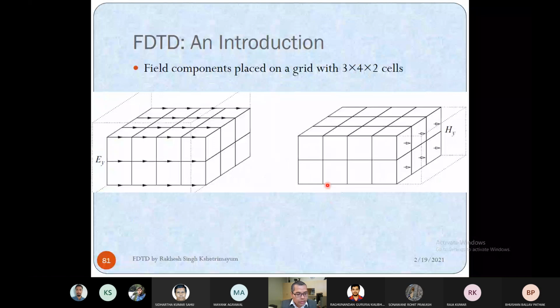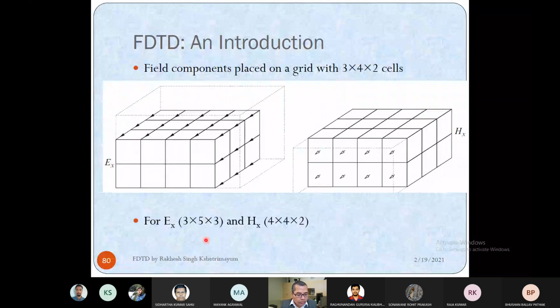So this calculation is going to be different. Because of this, when you put it in the for loop, it would be different for Ex and Hx. So you need to be careful when you write the FDTD program. The for loop calculations, how many for loops you have to go through, would be different for this and this.